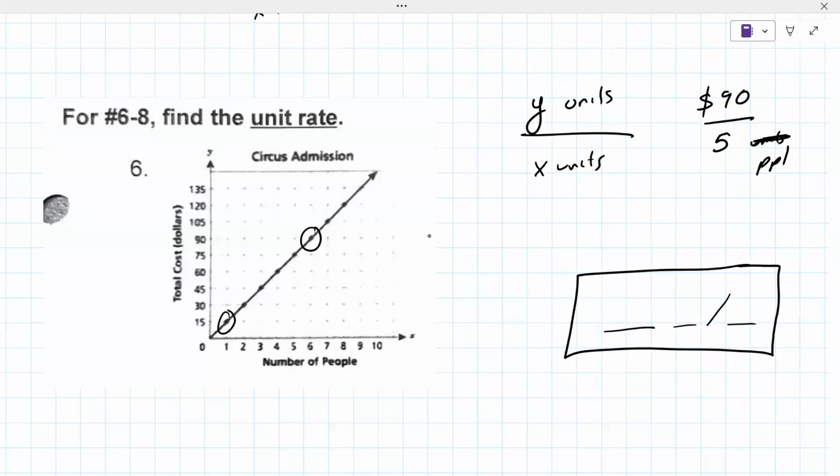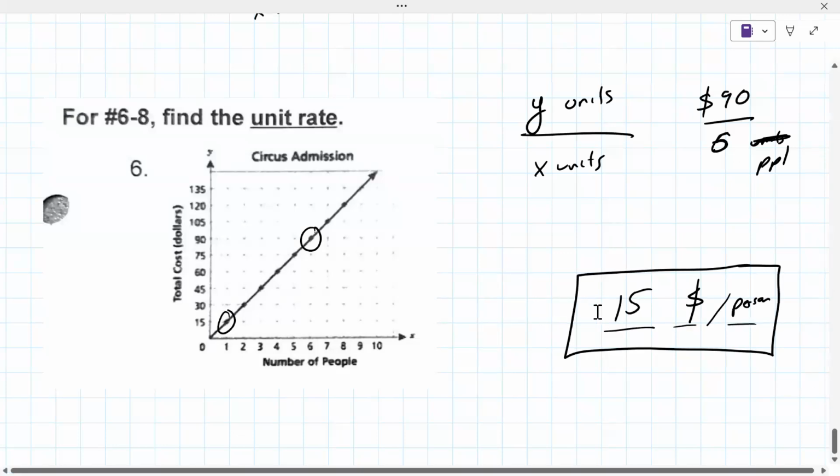There's like three things here to grade: the number, and then the units, and then the units. So if it's one person, 15 what? That's why it's better to pick a point, because then you're dividing 90 by 5, or 6. So it's $15 per person. That's your answer. It's got to be a number followed by some units.